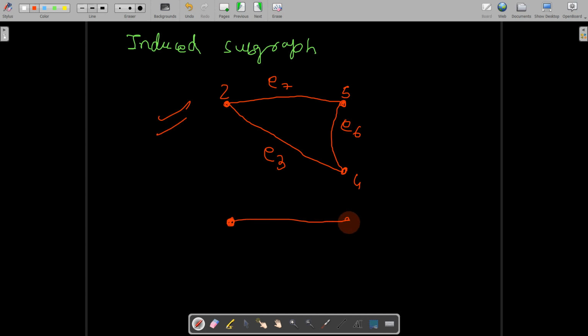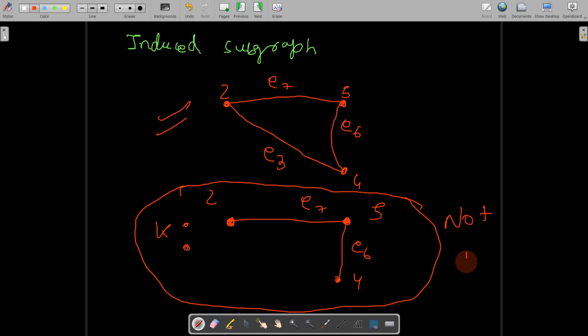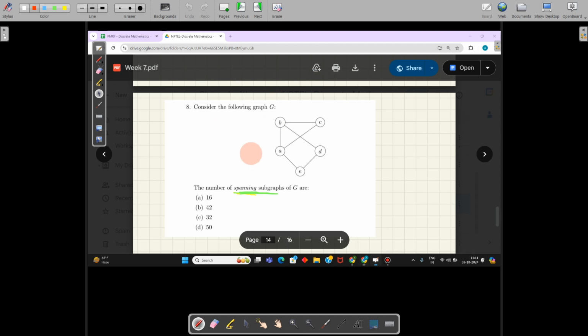What if I make another graph like this? Let us call this K graph, with 2, 5, 4 and edges E7 and E6. So this is a subgraph of graph G, but it is not induced. Why? Because the E3 edge is not there, and in between 2, 5, 4, whatever edges are present between these three, all edges have to be present in the induced subgraph as well.